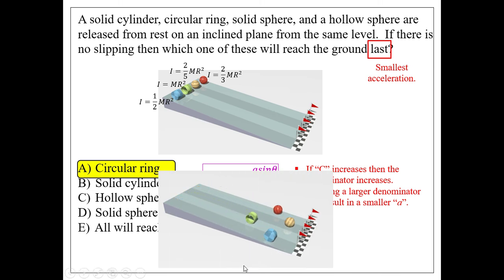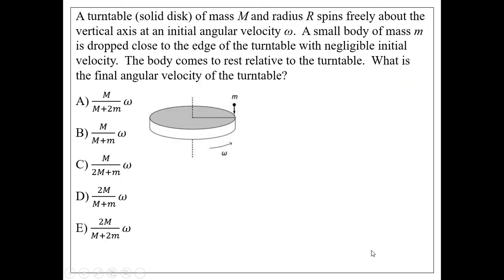As you can see, the ring in that particular animation finishes last. In case you didn't follow, it should replay again. There you go. The ring has a coefficient of 1, which means it accelerates slowest, which means it'll reach the ground last. Let's do this one.